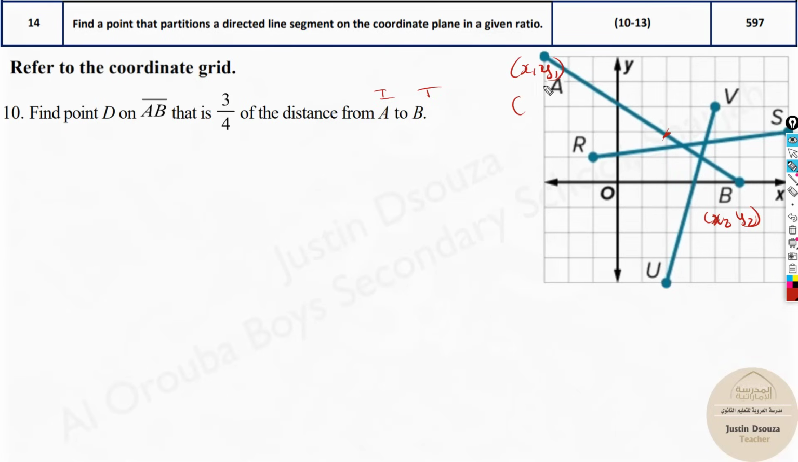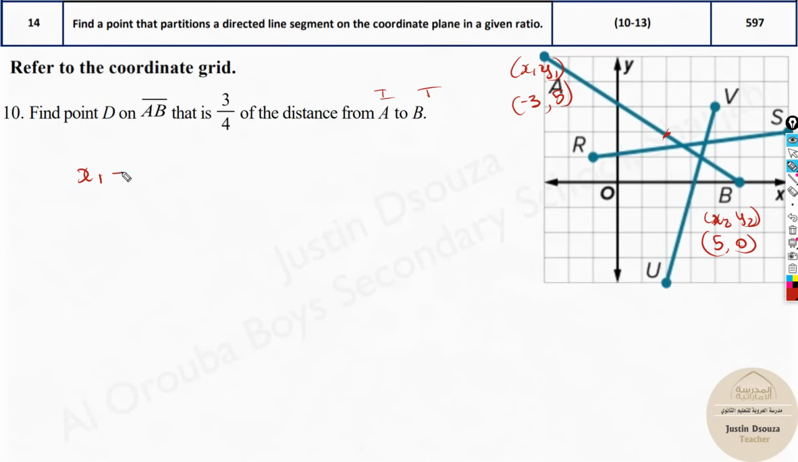Now what is the coordinate point over here? Let's count 1, 2, 3 towards the left, minus 3. Y is 1, 2, 3, 4, 5. So this is x1 is minus 3, y1 is 5. What about this x2? x2 will be 1, 2, 3, 4, 5 and y2 is on the axis, so it's 0.